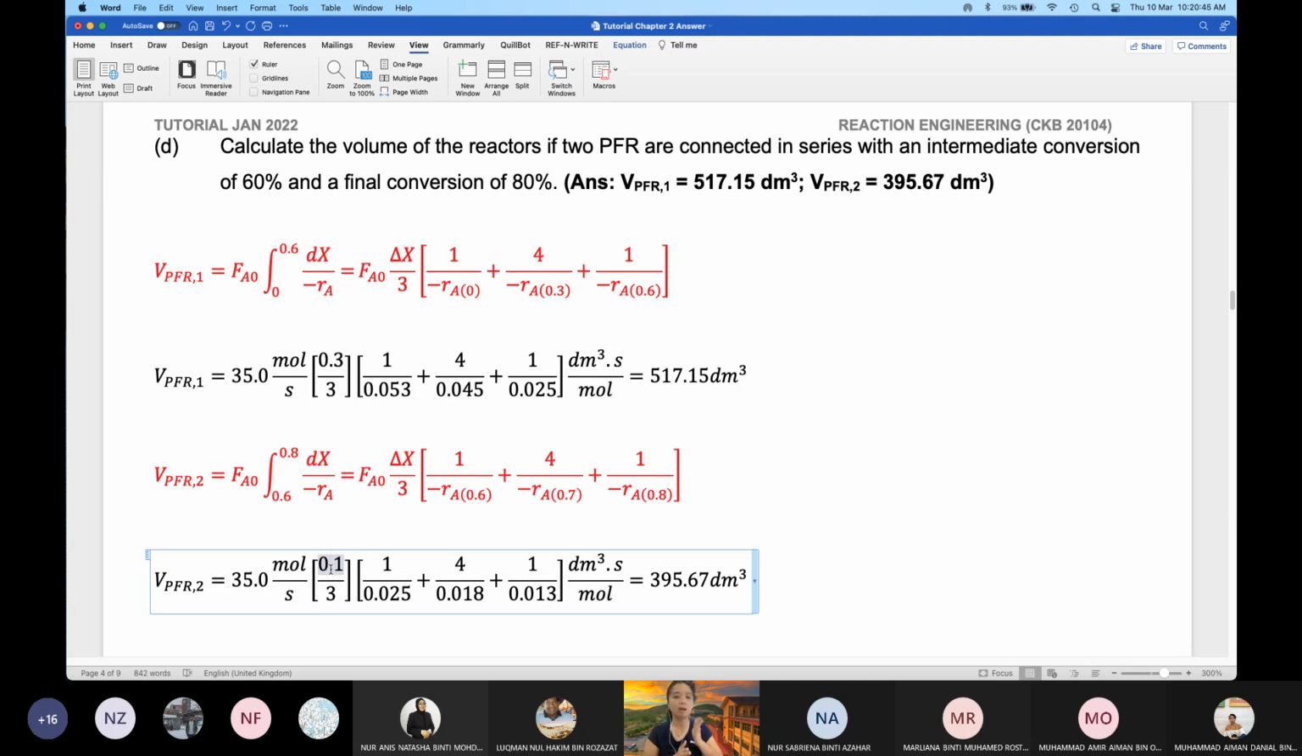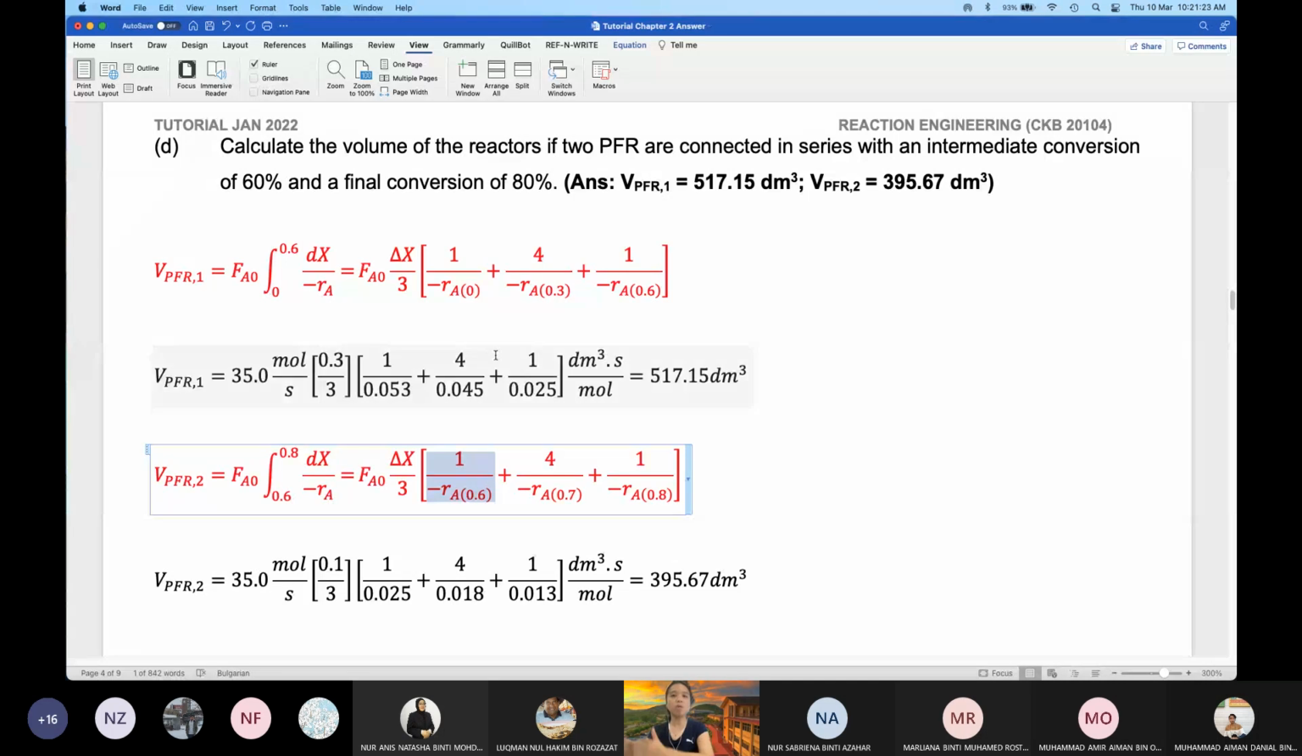It's the gap between the initial X to the middle X, or the middle X to the final X. So you have to be very careful about this part. So now that we have substituted delta X, 0.1 divided by 3. FA naught we already know. Then go to the 3 points. You have to be very careful here because now your initial X is X1, 0.6. So it becomes 1 per minus RA when my X is 0.6, plus 4 per minus RA when my X is 0.7, my middle X, plus 1 per minus RA at my final X of 0.8.